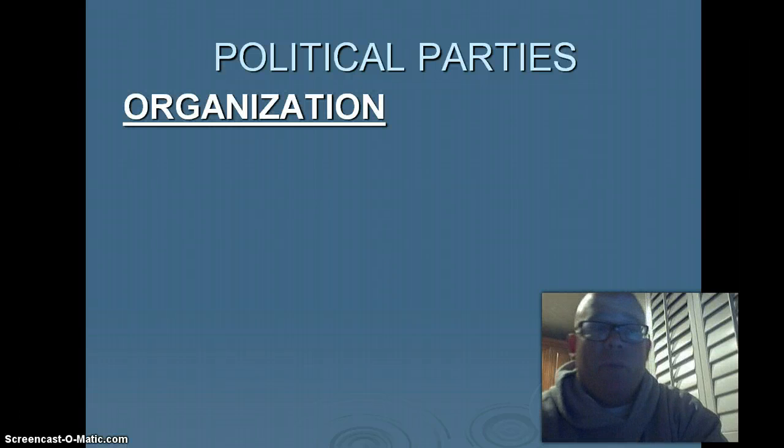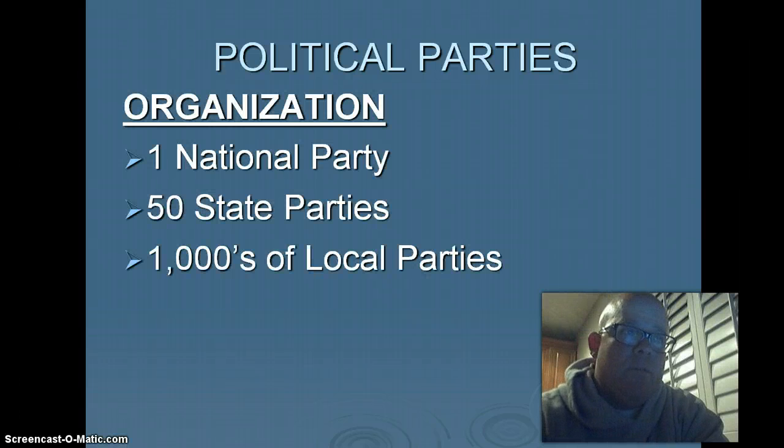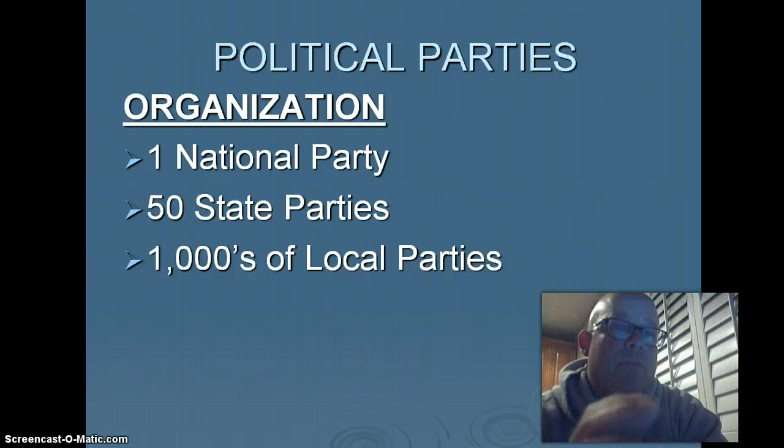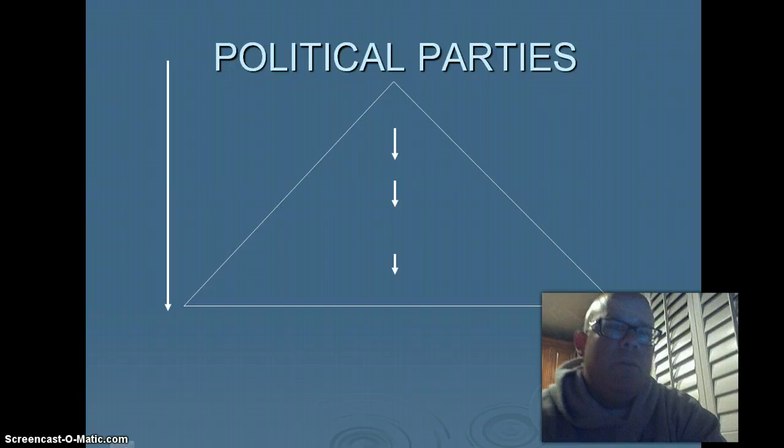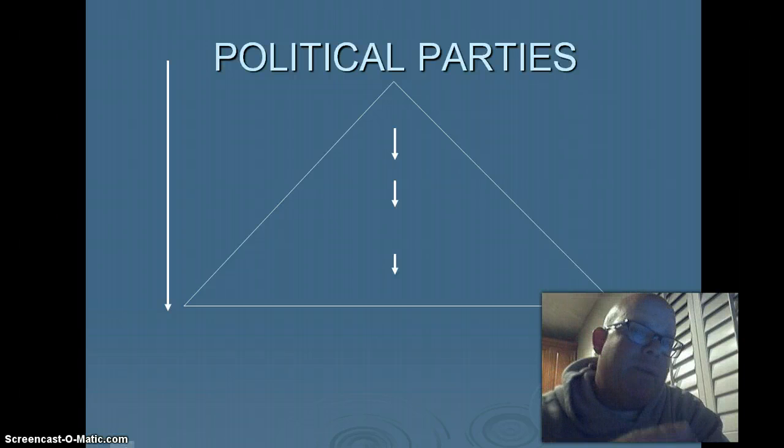Okay, political party organization. Basically, political parties are divided up into three general segments. You have your national party, which is the big group. You have that divided into 50 state parties, and then these state parties are then divided into thousands of local parties. The shape of this system, you would think, is a pyramid, a hierarchical system with the national party at the very top.